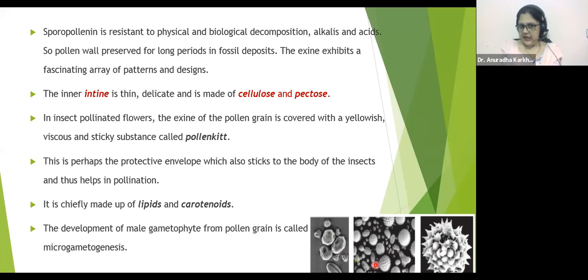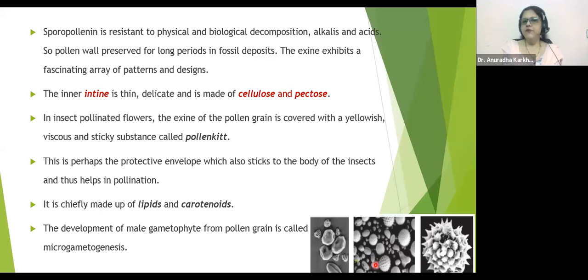The inner intine is thin, delicate, and is made up of cellulose and pectin or pectose. So that is the same. Pectin and pectose is the same. So we call it what? Pectocellulose, which I have already mentioned earlier in the diagram.